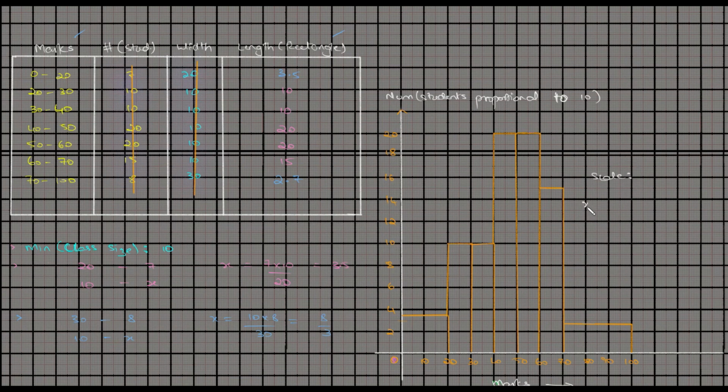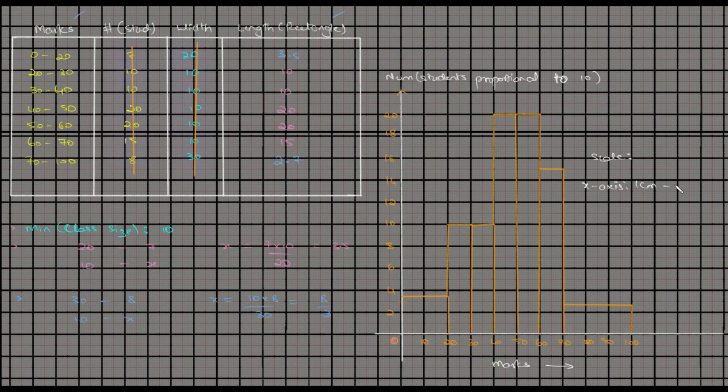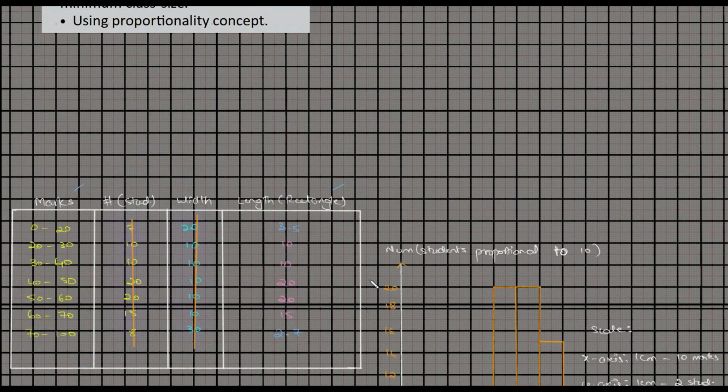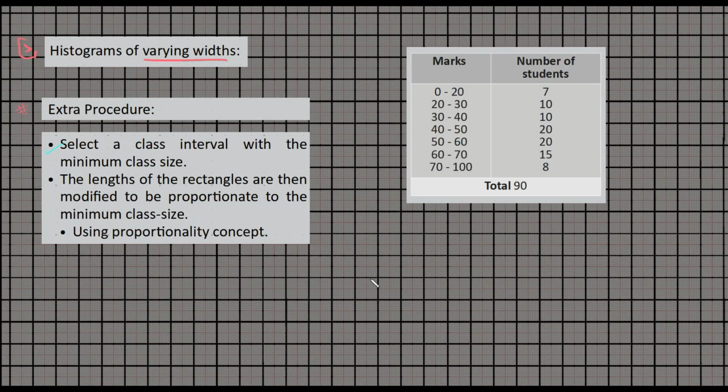So we have along the x-axis for a centimeter, what did we take? For 1 centimeter, we have taken 10 marks. And for y-axis, every centimeter represents 2 students. Okay, so this is your answer for varying width.